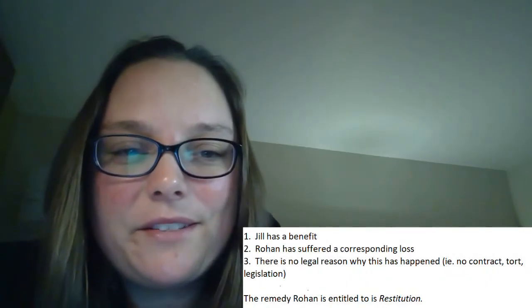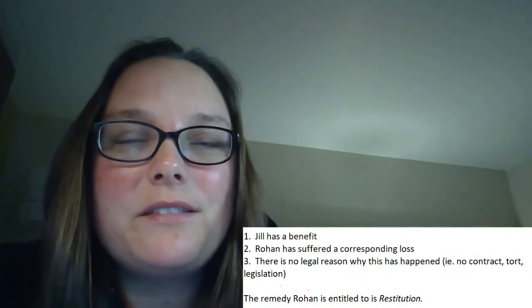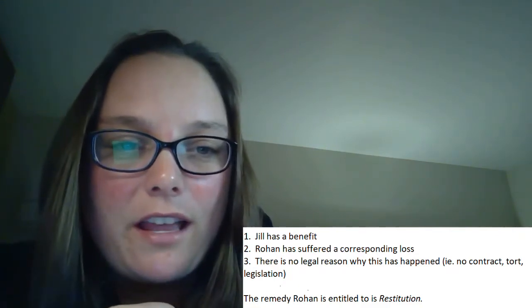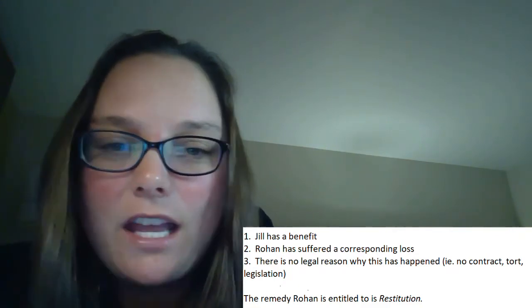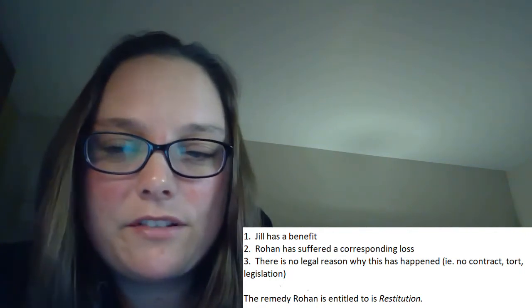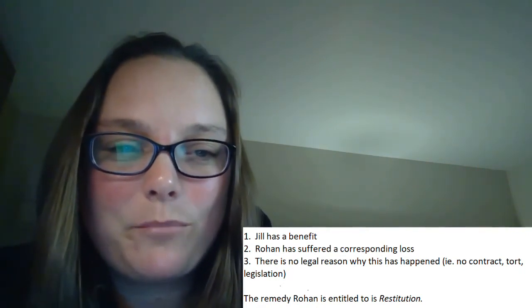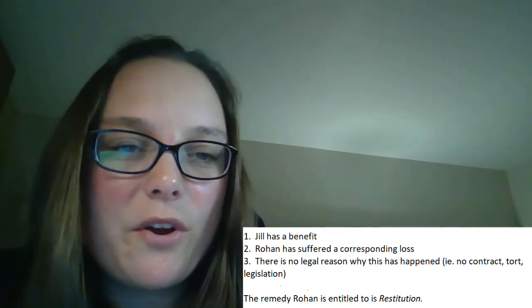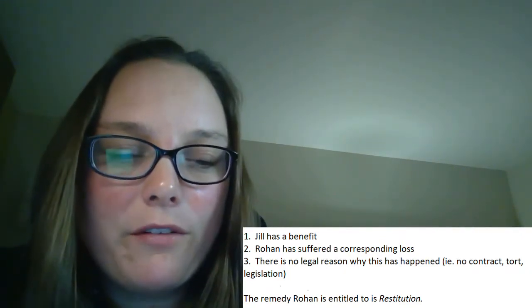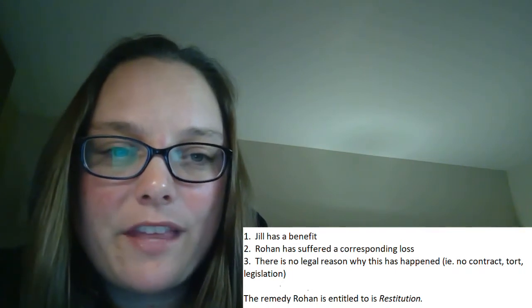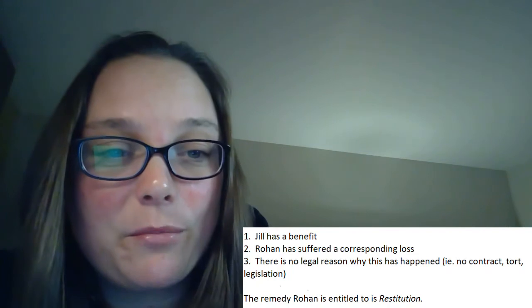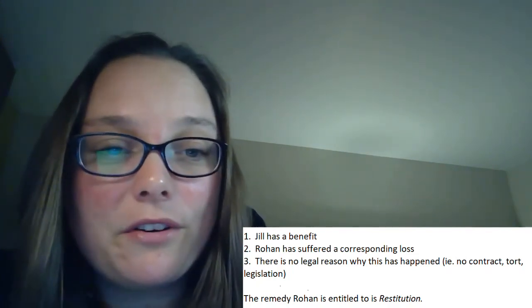So I hope that you're sitting there thinking, well, that doesn't really seem fair. Rohan isn't entitled to expectation damages. He's not entitled to reliance damages. So what does that mean? Does Jill just get to pocket the $10,000 and breach the contract and walk away? And the answer is no. You'll recall from chapter 11 that Rohan, as the innocent party, is entitled to discharge the contract for breach, meaning that the contract no longer exists.